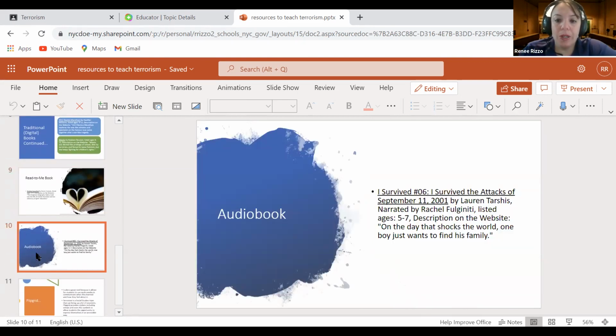Audiobook. So audiobooks are great for our students who are visually impaired. This one is I Survived number 6: I Survived the Attacks of September 11th, 2001 by Lauren Tarshis, narrated by Rachel Fulginiti. Listed ages 5 through 7. Description on the website: On the day that shocks the world, one boy just wants to find his family.